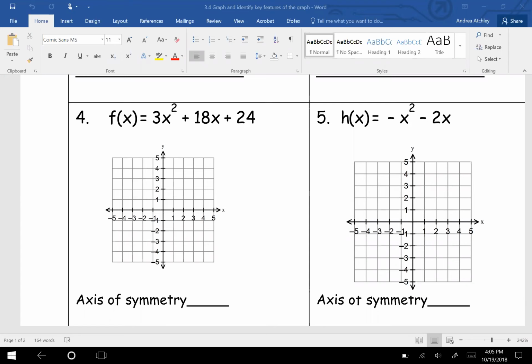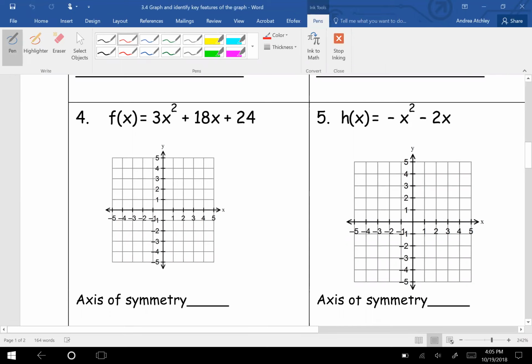Okay, we're going to review how to graph a quadratic in factored form. This is from our 3.4 homework, number 4. So the first thing we're going to do is factor this because it's in standard form and we want it in factored form. So I'm going to start by factoring out the GCF.